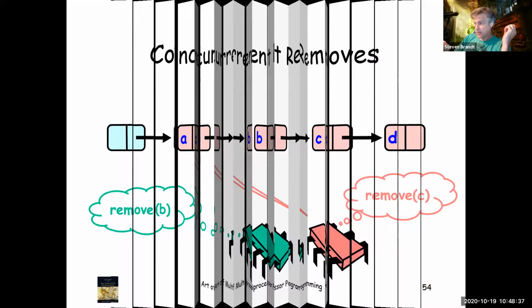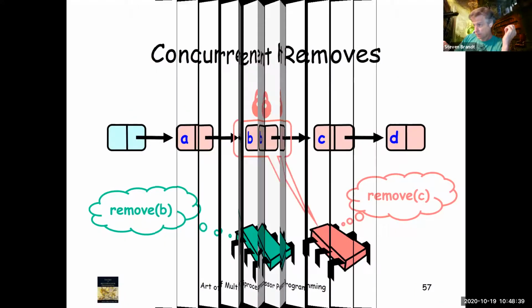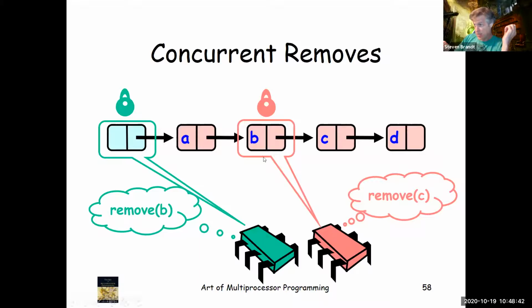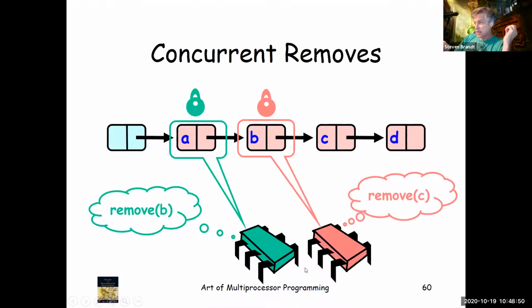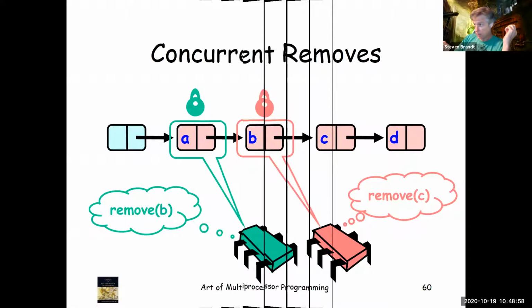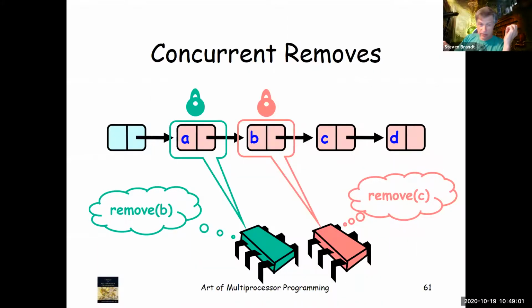Suppose I want to remove C. Okay, and I've got B locked, and what I want to do is swing this pointer over here, right? And now I want to remove B also. So these are each holding the locks with the pointer that they want to change. And they're both ready to remove their objects. Now, this orange processor is going to go first. It's going to swing the next pointer on B to point to D, and that will remove C from the list.